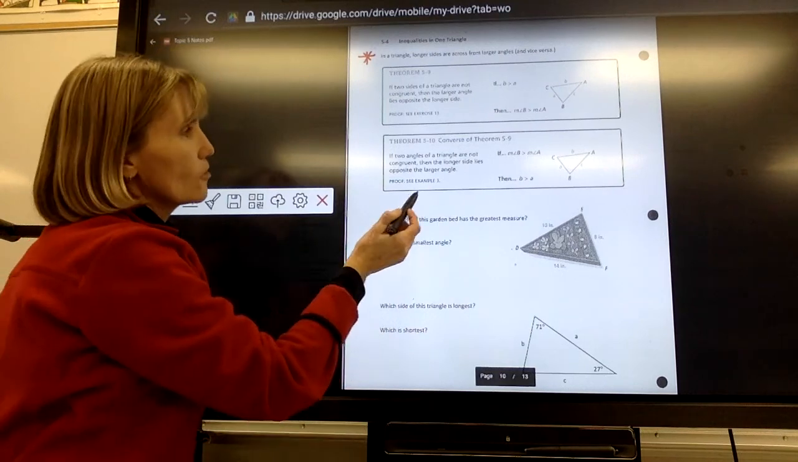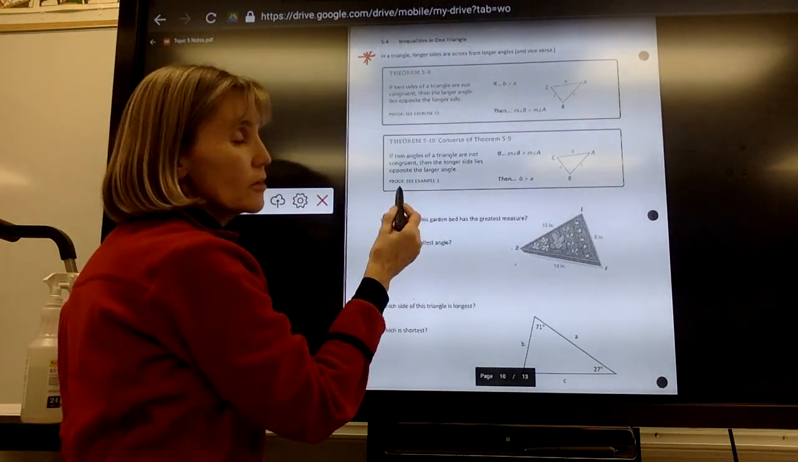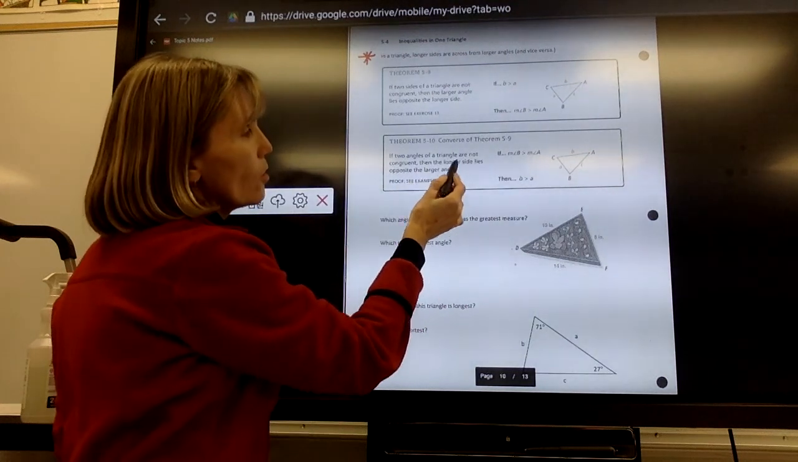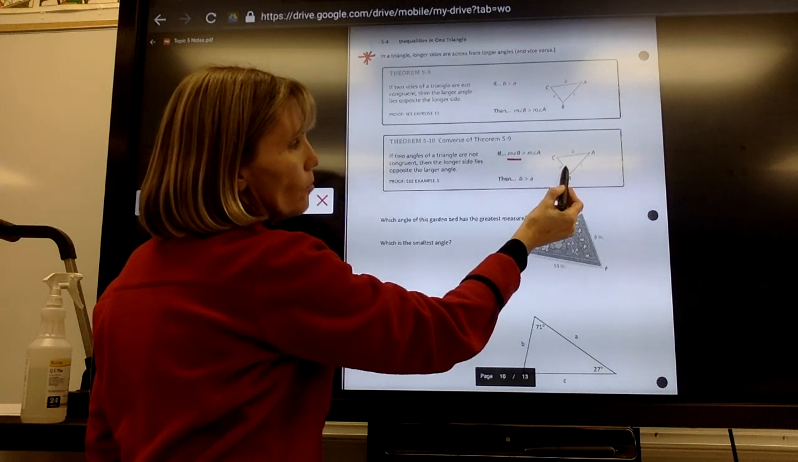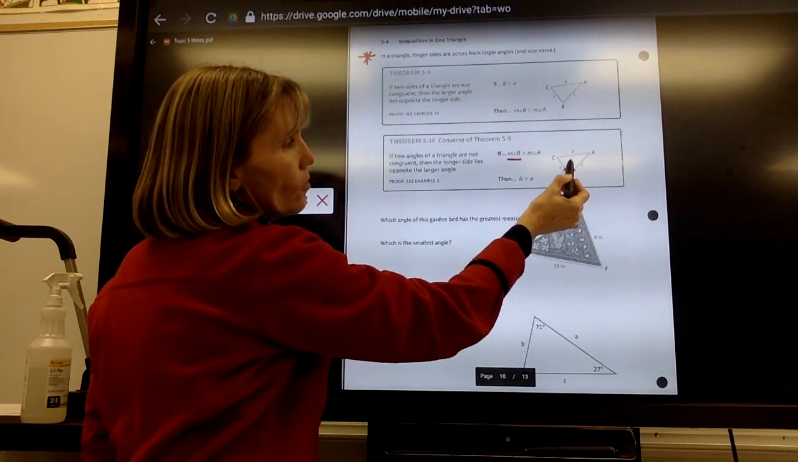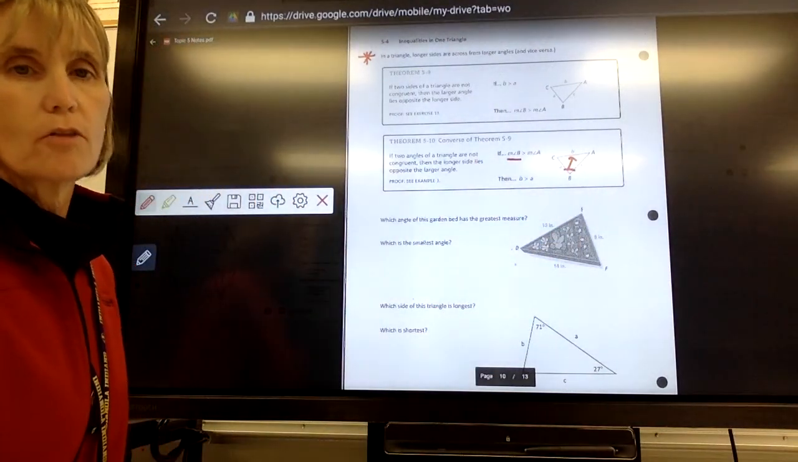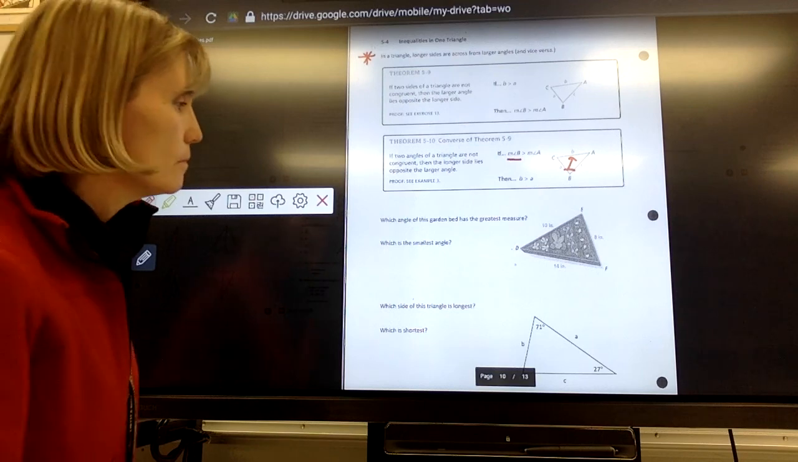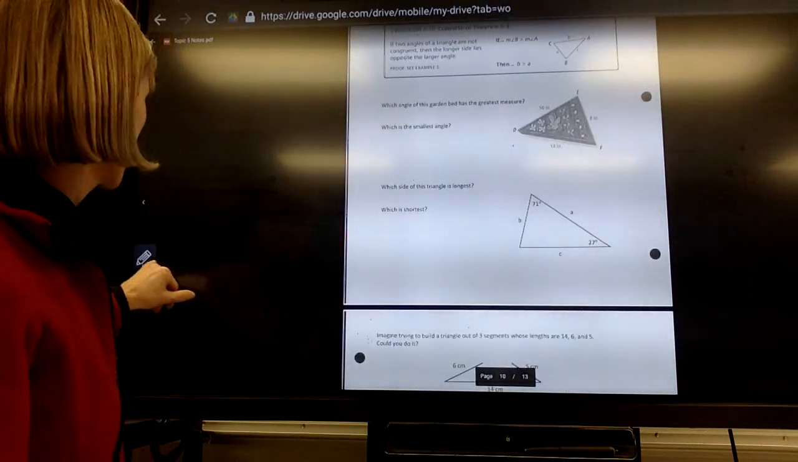And it says vice versa, the converse of that theorem. If two angles of a triangle are not congruent, that means they're not equal, then the longer side lies opposite the larger angle. So if I know that the measure of angle B is greater than the measure of angle A, then I know that the side opposite, in this case side B, has to be longer than side A. So what does this mean as far as your worksheets go?